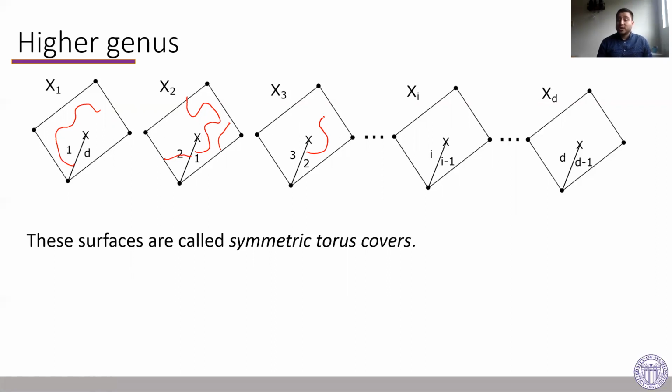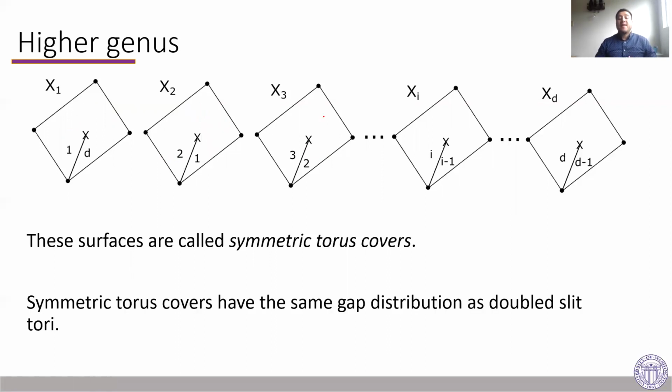And so translation surfaces constructed in this manner have a name. They're called symmetric torus covers, and it turns out that symmetric torus covers have the exact same gap distribution as double slit tori, right? But for symmetric torus covers, we can take d to be arbitrarily large, and so this is computing an explicit gap distribution for a translation surface of arbitrarily high genus. And that's all that I want to share with you guys today.